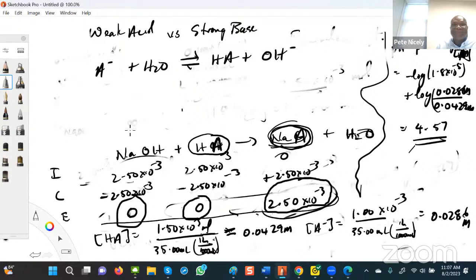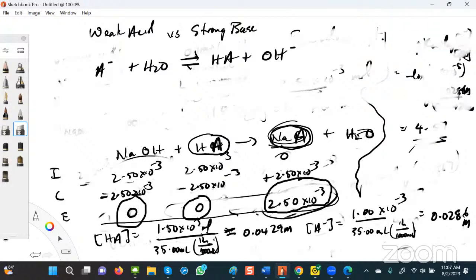And this is the reaction, right? So you have to set up an ice table. But first, before you set up the ice table, you need to find the concentration of the acetate, the conjugate base. So what I'm going to do here is, let me erase this side right here and do a quick calculation over here.